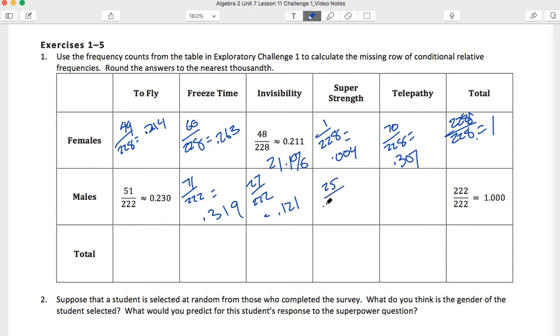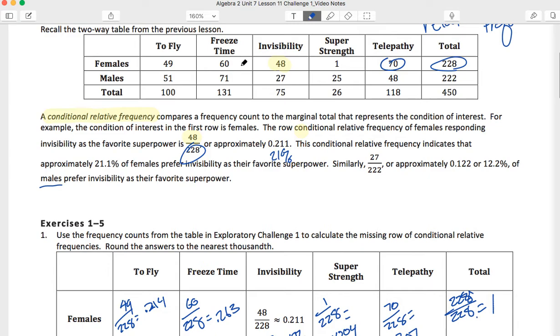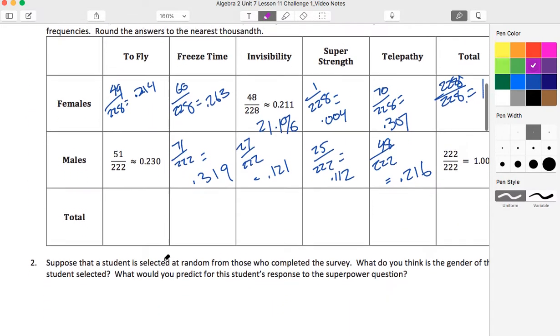25. And 48. 48 over the total number of males, which is equal to 0.216. And the total numbers are going to come from here. These totals, I'm going to take these totals and divide it by the total number of people. So that's where these next numbers are coming from.